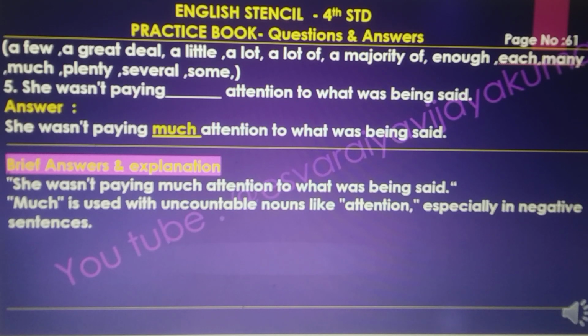And the fifth one, answers: she was not paying much attention to what was being said. And a brief answer and explanation of these questions. She was not paying much attention to what was being said. Much is used with an uncountable noun like attention, especially in negative sentences.